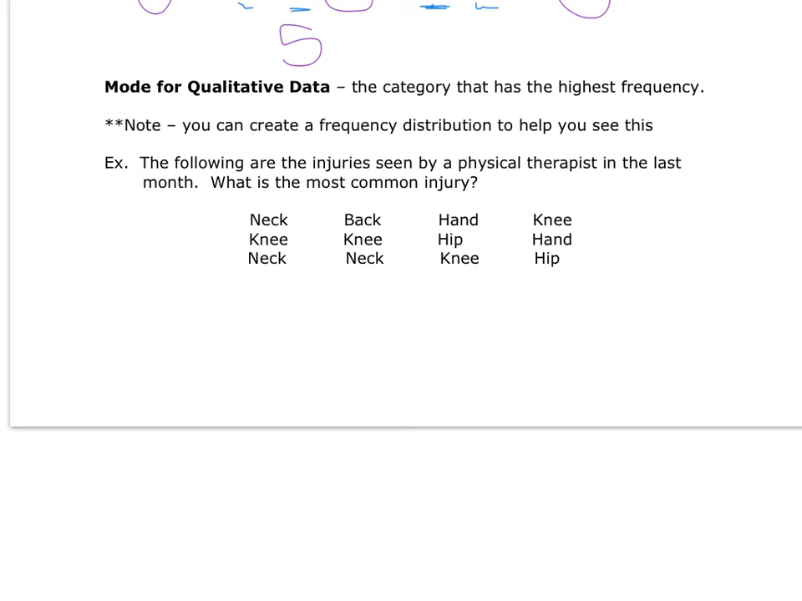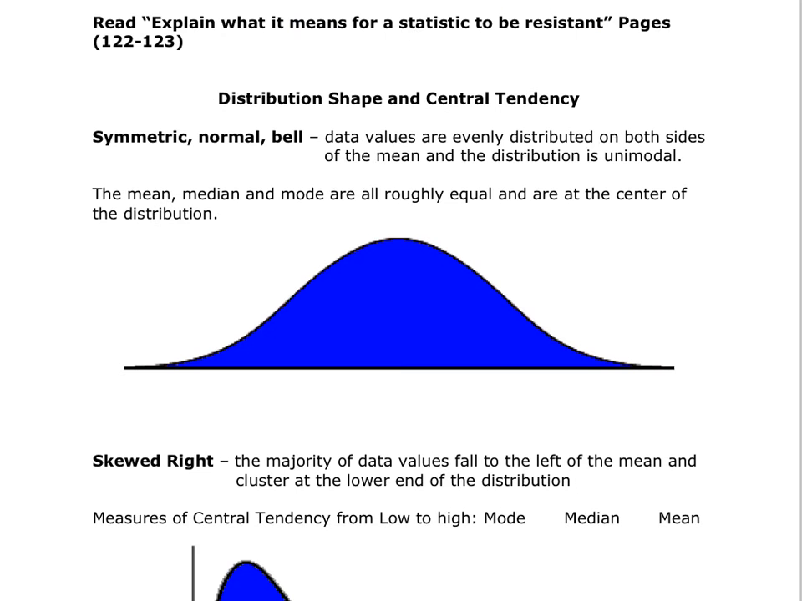The following are the injuries seen by a physical therapist in the last month. What is the most common injury? It's just asking for the mode, which one occurs the most. So take a moment and do that. Pause your video. Okay, so if I look at this, knee occurs 4 times, which is the one that occurs the most. So knee is my mode.